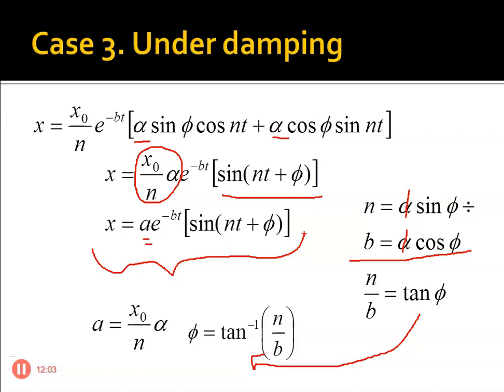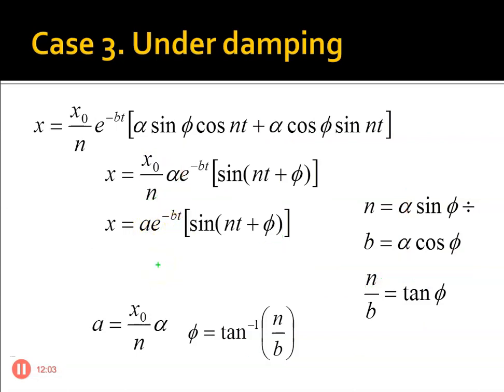So this is your amplitude of the oscillating system. What happened to the amplitude of the oscillating system? It decreases with respect to the factor of e power minus bt. Sin of nt plus phi is nothing but the sinusoidal waveform. So the amplitude decreases with the factor of e power minus bt. So this is the general solution for the underdamped condition.